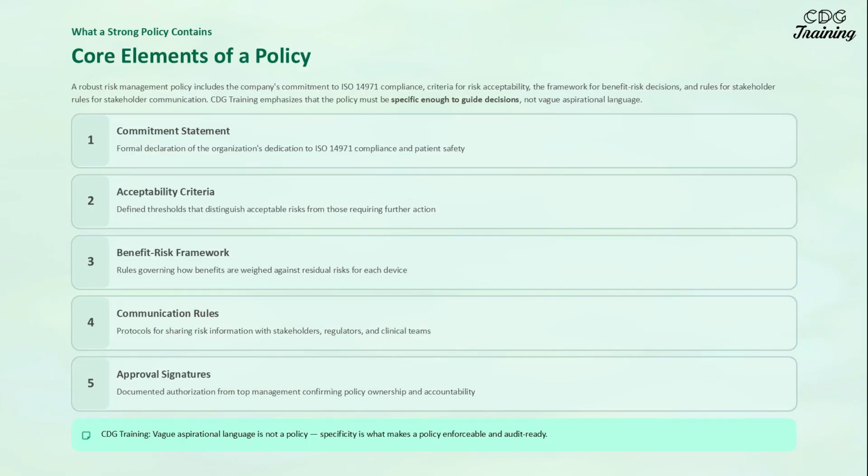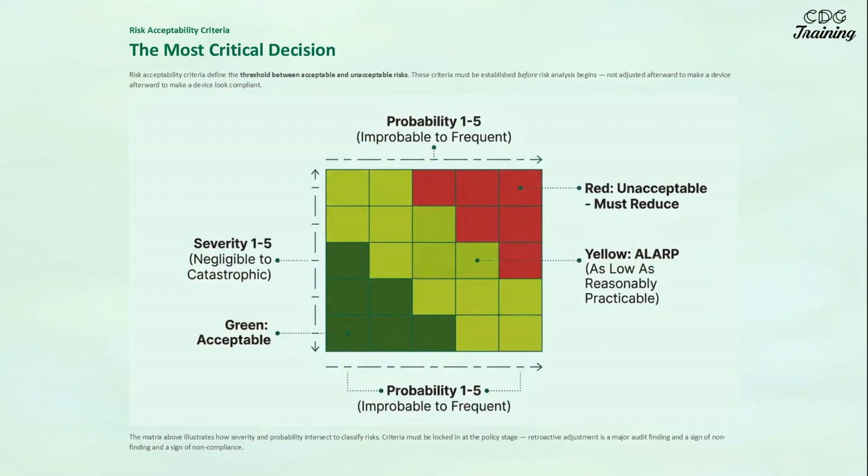A strong policy includes commitment, acceptability criteria, a benefit-risk framework, communication rules, and approval signatures. These elements make a policy enforceable and audit-ready. Risk acceptability criteria define the threshold between acceptable and unacceptable risks. This matrix helps in making informed decisions to ensure safety and compliance.